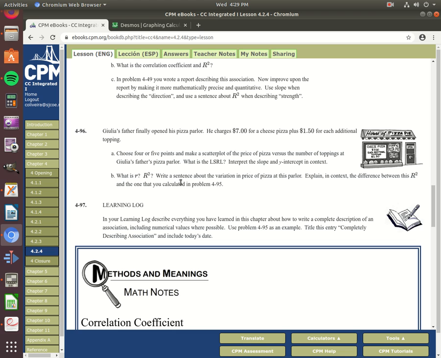So what is R squared? We talked about it. Write a sentence. We don't need to. We are 100% done with the Integrated 1 book.